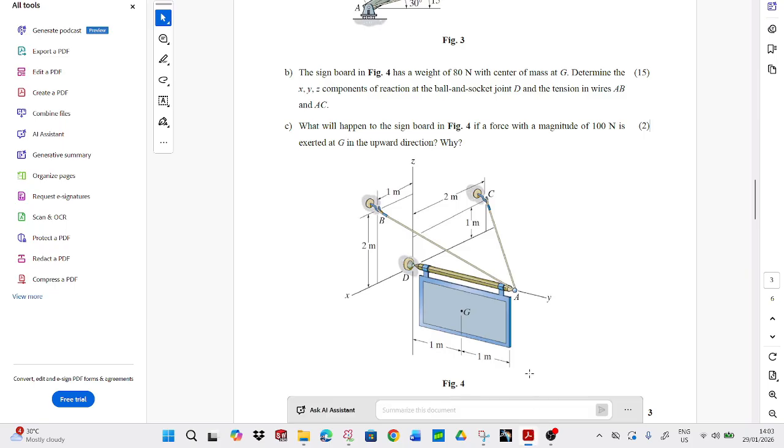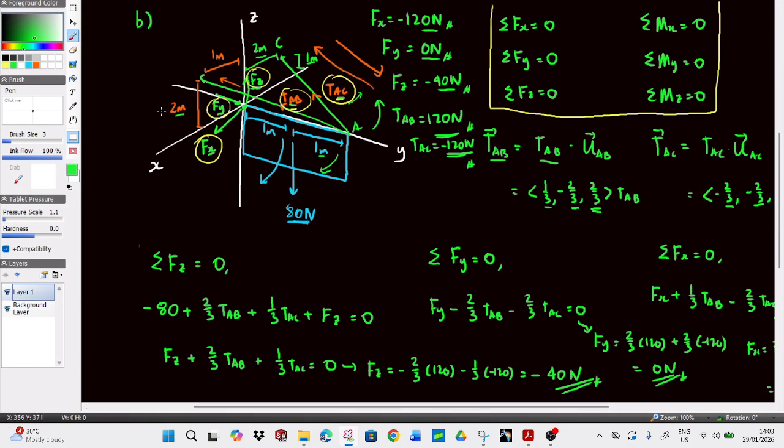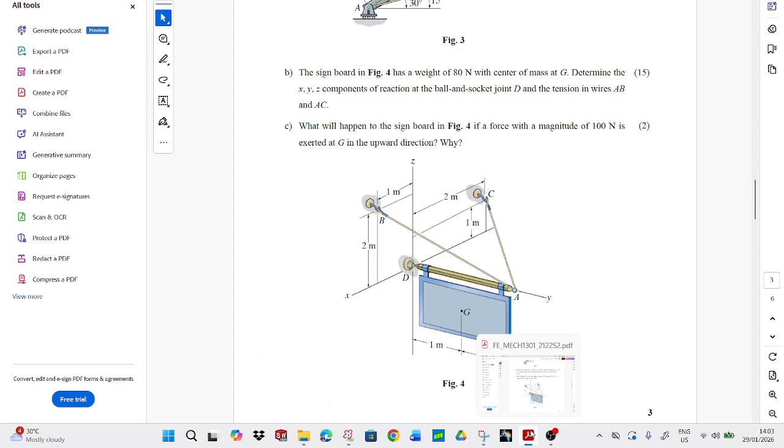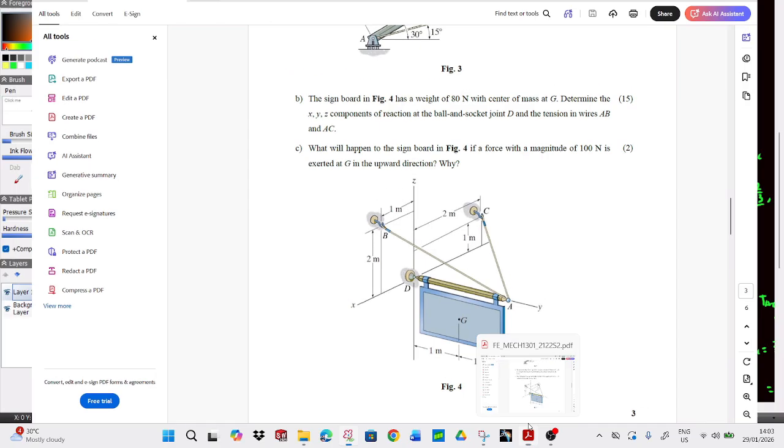Now going to the last part of question 2. What happened to the sign board in figure 4 if a force of magnitude 100 Newton is exerted at G in an upward direction? And why? Okay, so now question C is more of a conceptual question, no calculation involved. So let's say you now exert, now what did they say? They said, what would happen to the sign board in figure 4 if a magnitude of 100 Newton is exerted at G in an upward direction?